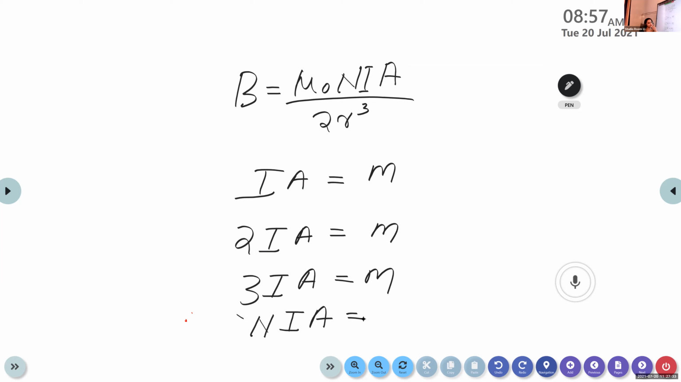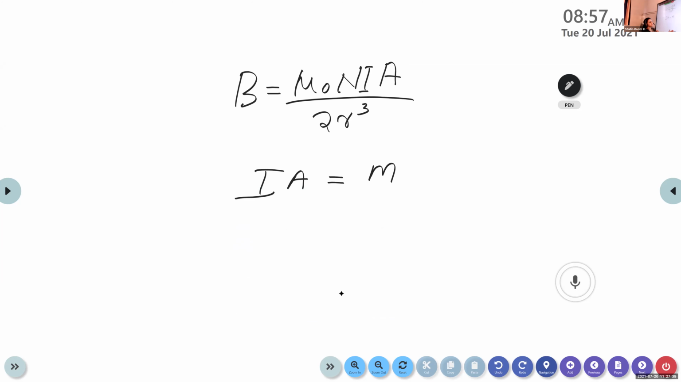IA is the magnetic dipole moment M. This is not only for the one case. If the number of turns increases, then that also represents the magnetic dipole moment M itself. This IA is equal to M represents only one number of turn.